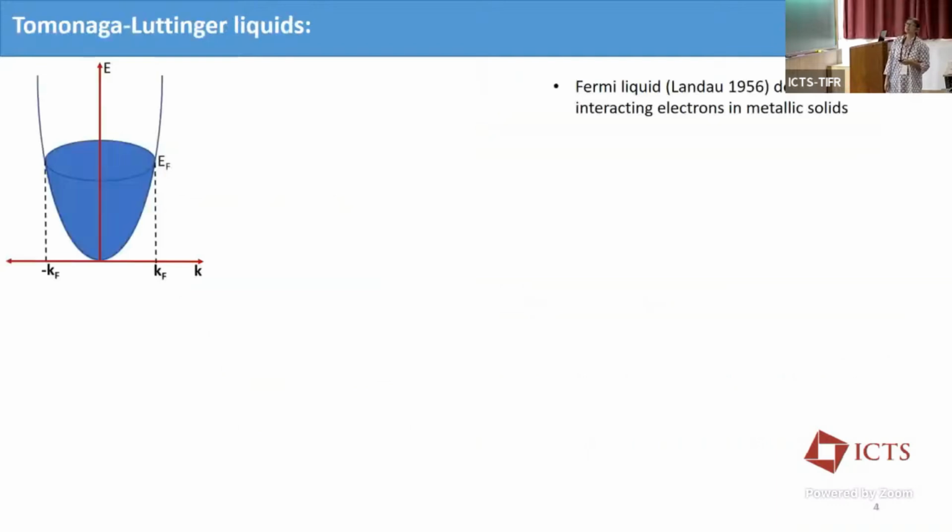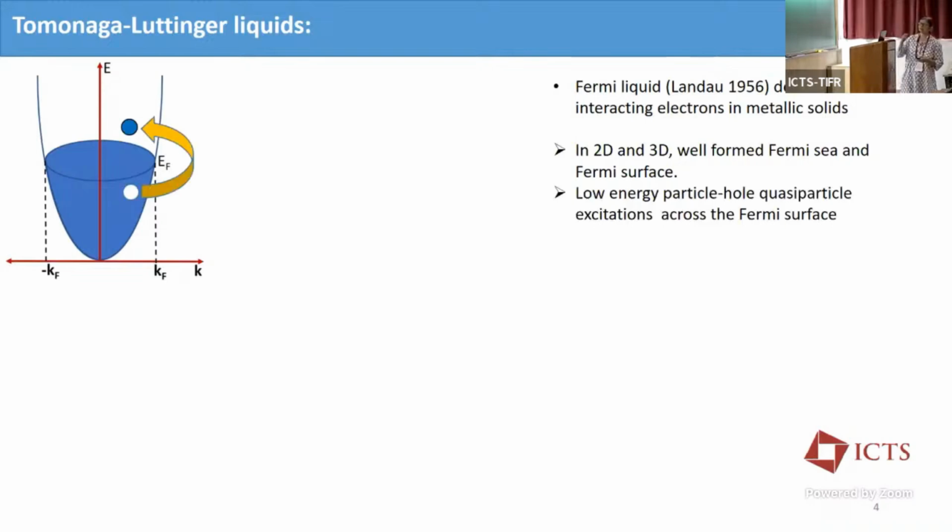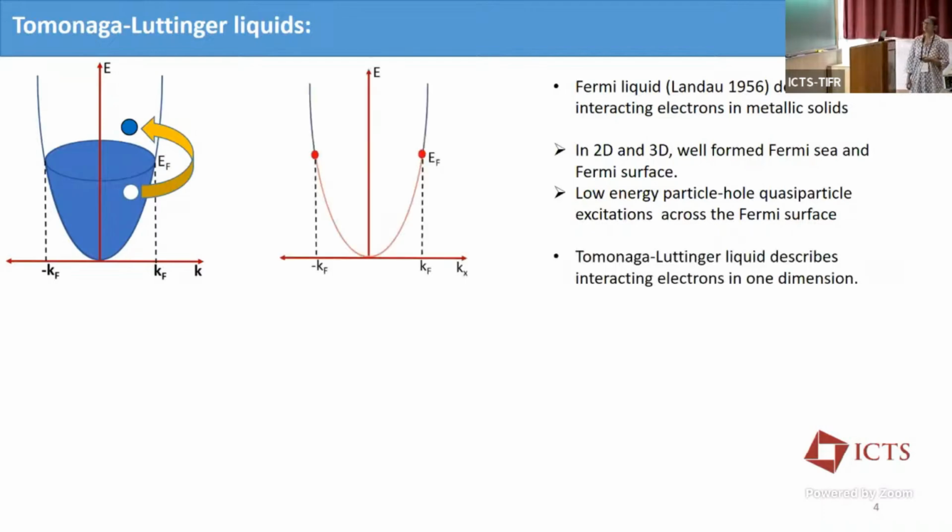Okay. So the hallmark of condensed matter systems is this Fermi liquid theory, which describes interacting electrons in metallic solids. What I have drawn is a Fermi surface with a Fermi sea. So in 2 dimensions and 3 dimensions, you have a very well-formed Fermi sea and Fermi surface. What happens because of this is that low energy particle-hole quasi-particle excitations happen very easily across the Fermi surface. But in 1 dimension, this Fermi surface reduces to just these 2 points here at plus minus k_F.